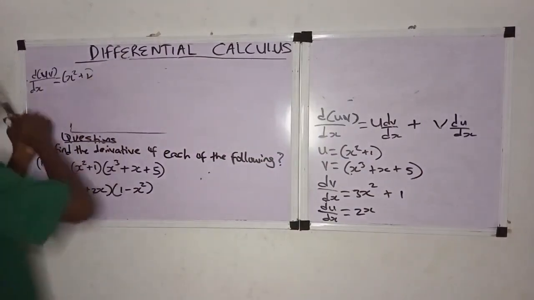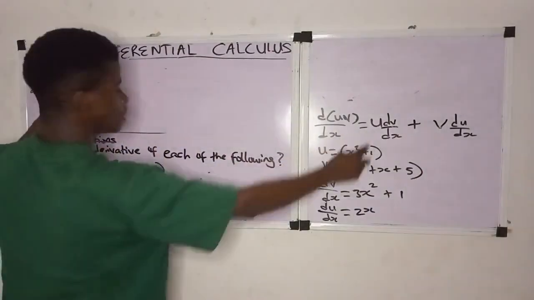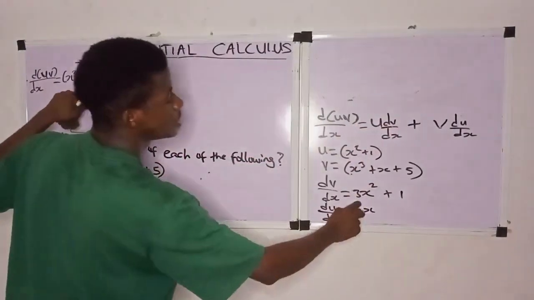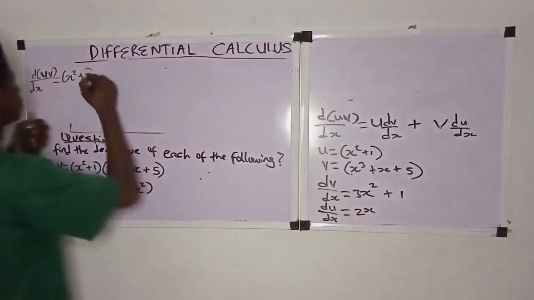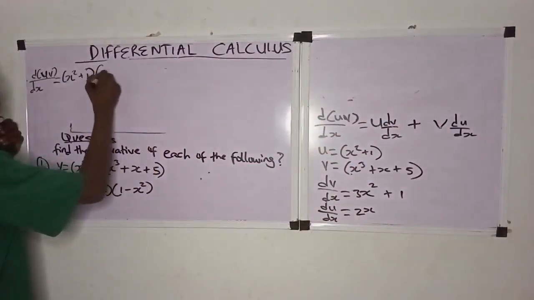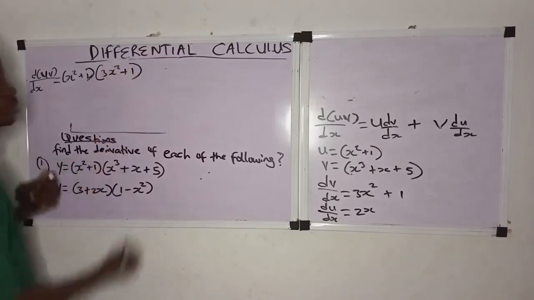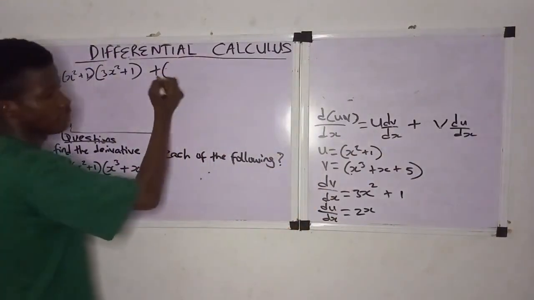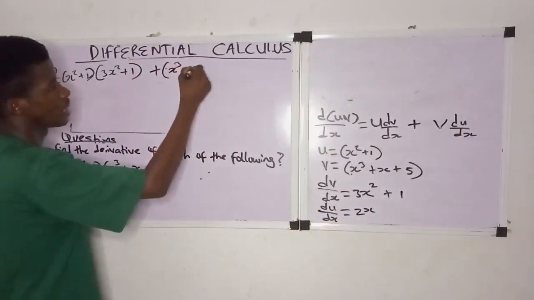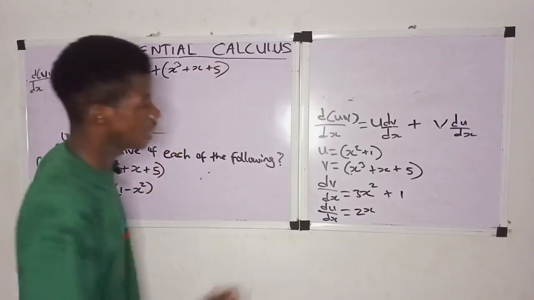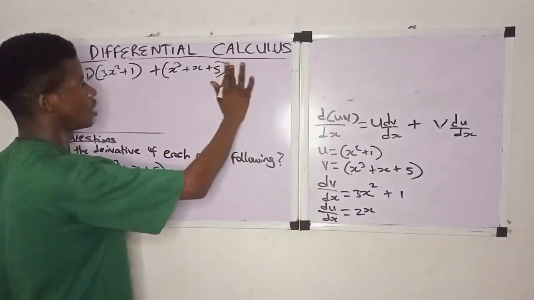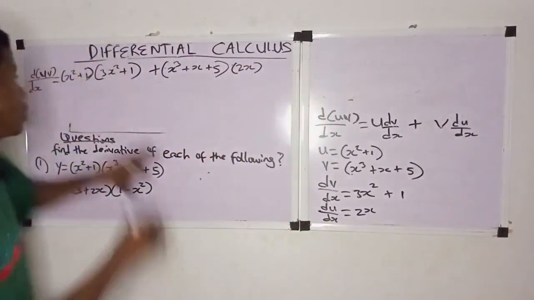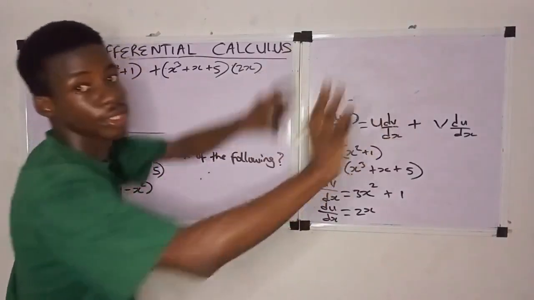Okay, now let's continue. Now u is what? U is s squared plus 1, right? Then dv over ds is what? It is 3s squared plus 1, bracket close, right? Then plus v. What is v? V is s cube plus s plus 5, right? Then what about du over ds? The du over ds is 2s, right? Yes.